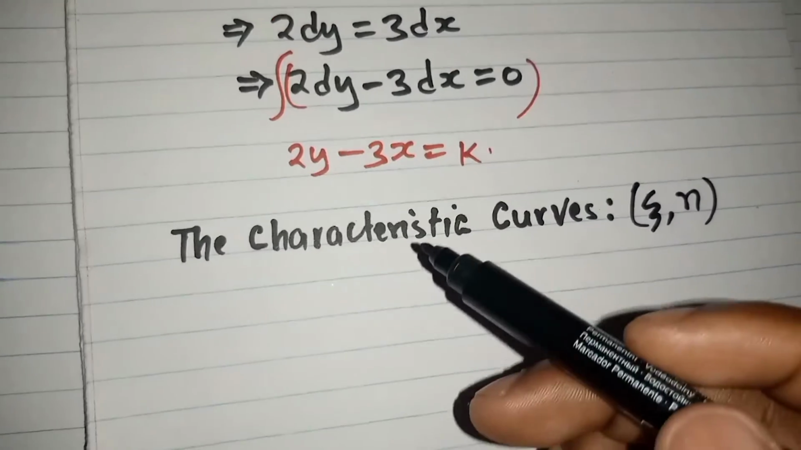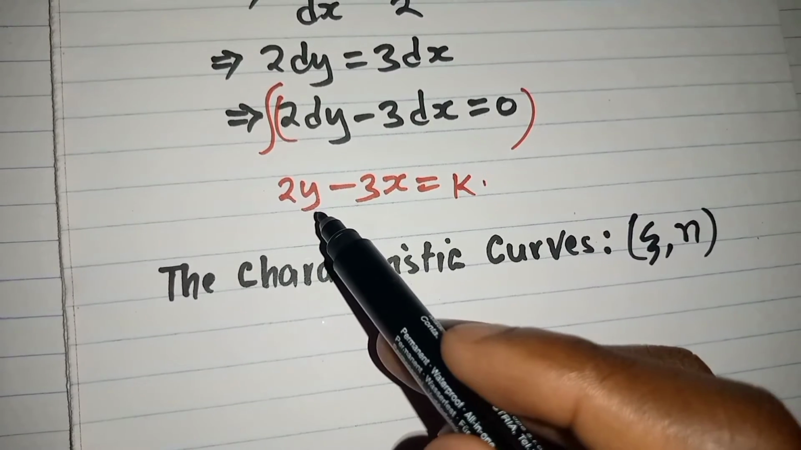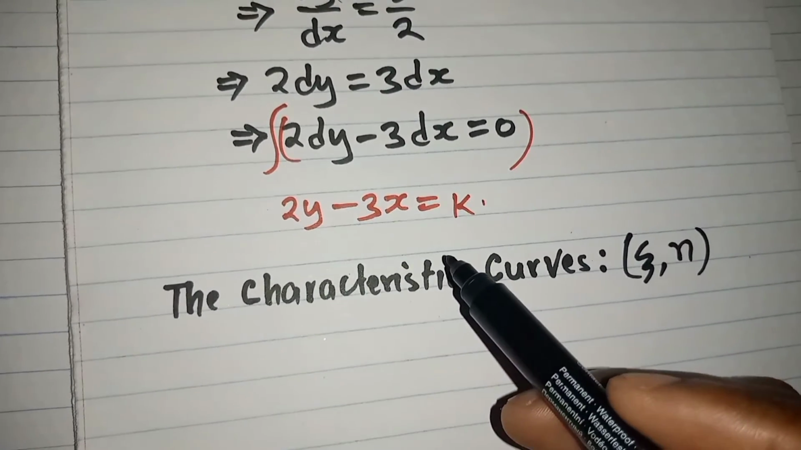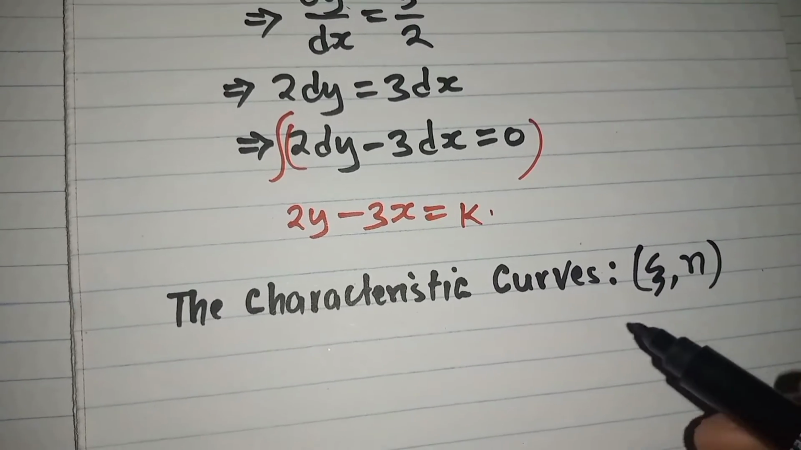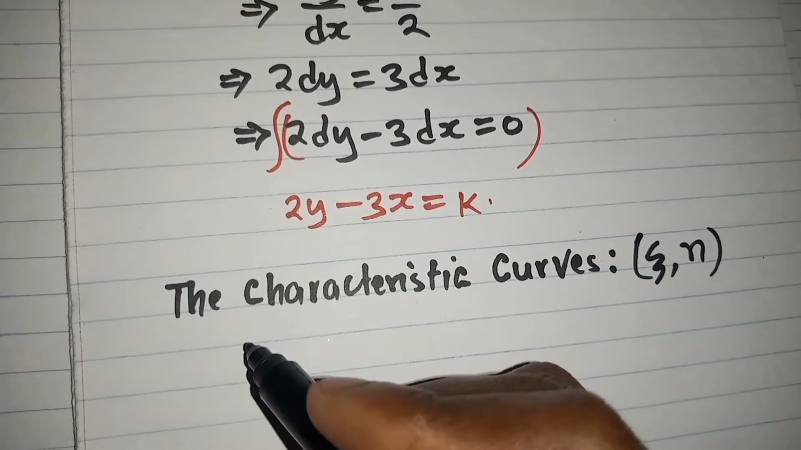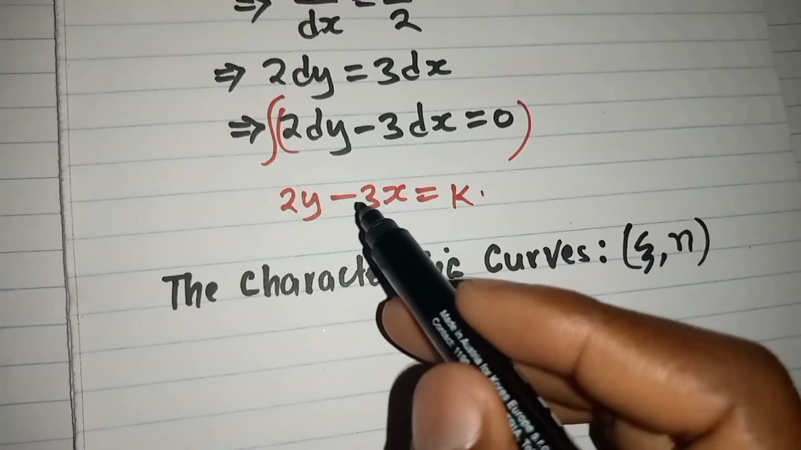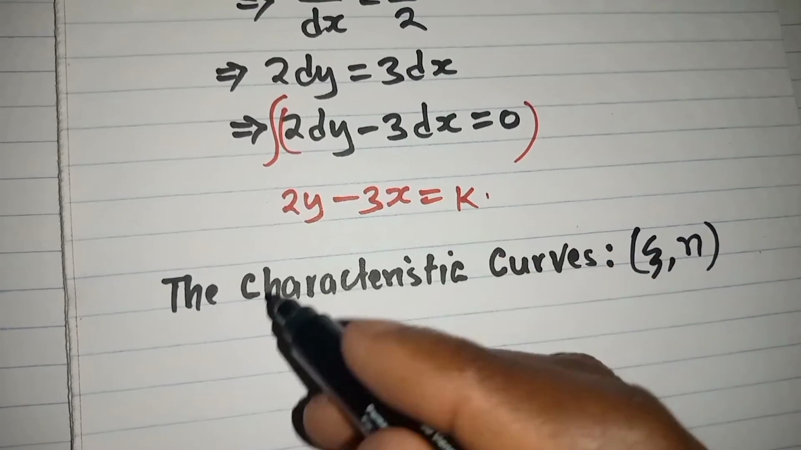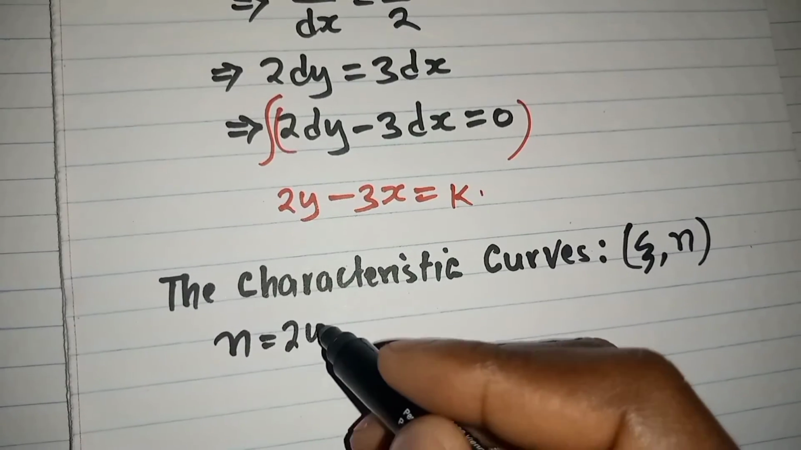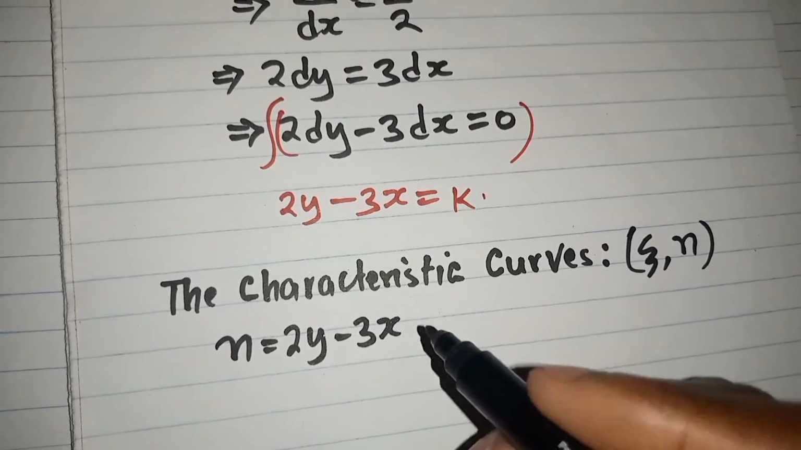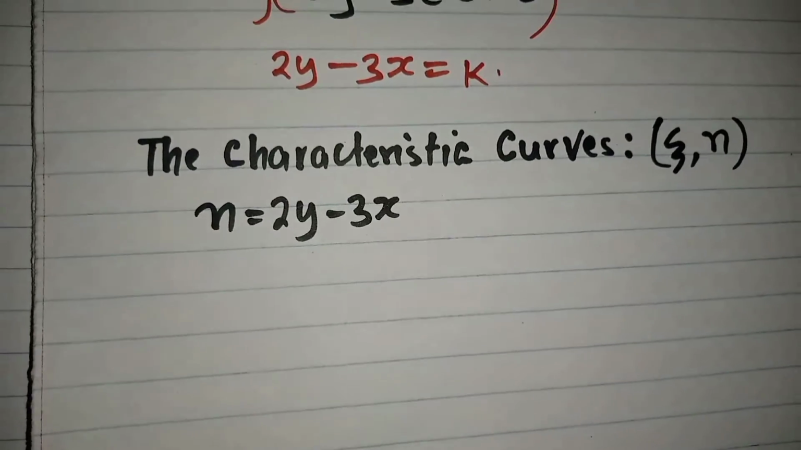So in this case, we are going to let this characteristic constant, that is 2y minus 3x, be equal to either xi or nu. In my case, I will let this constant be equal to nu. So therefore nu will be equal to 2y minus 3x.